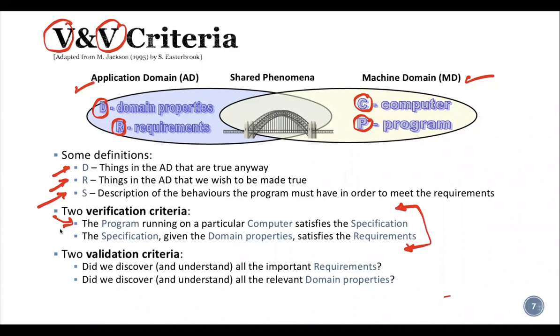On the other hand, we can define some validation criteria based on the alternation between the application domain and the machine domain. We could simply ask: did we discover and understand all the important requirements? That's a validation question. Did we discover and understand all the relevant domain properties? This is another validation criterion.